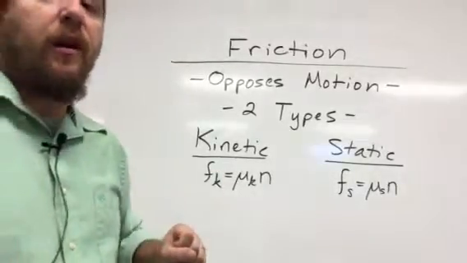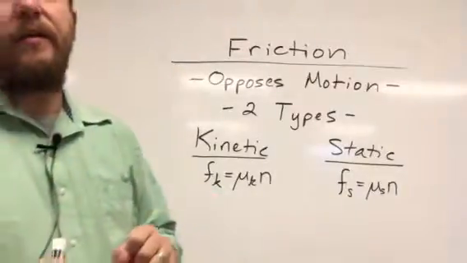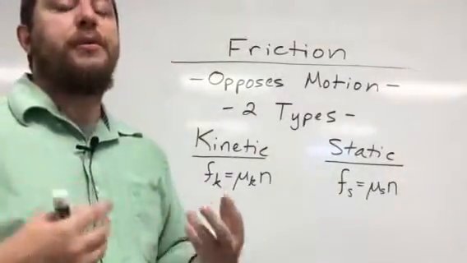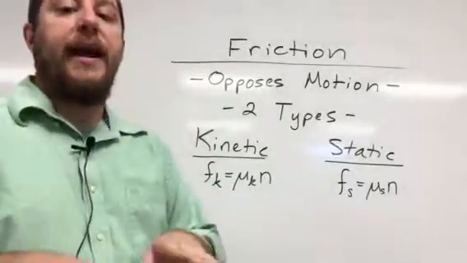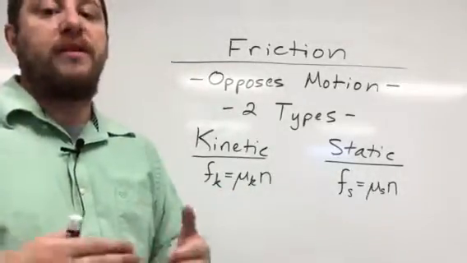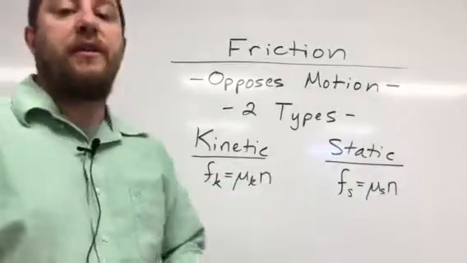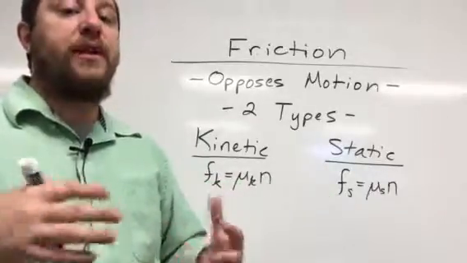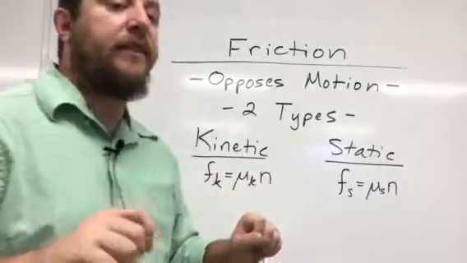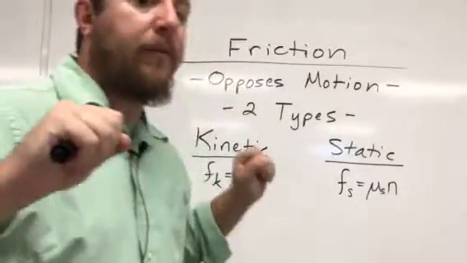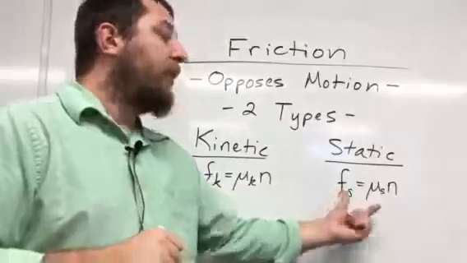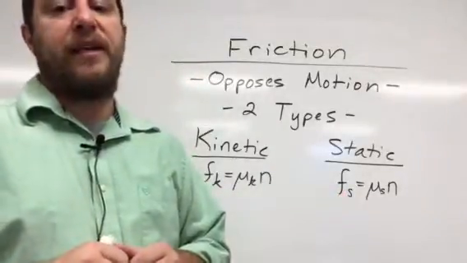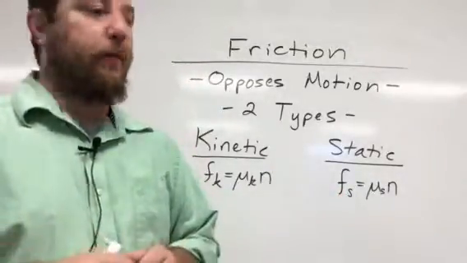So let's say you're pushing a large crate across a floor. Once you get that crate moving, kinetic friction is what's acting between the floor and the crate once it's already moving. Static friction, on the other hand, is the force that's opposing you getting that crate moving in the first place. When you're initially pushing on that crate, before it will move, you have to supply a force that's larger than the static friction force keeping it in place, or else it will not move, okay?